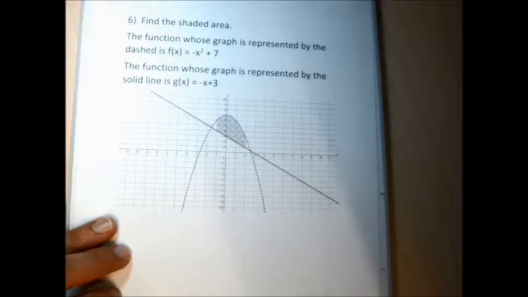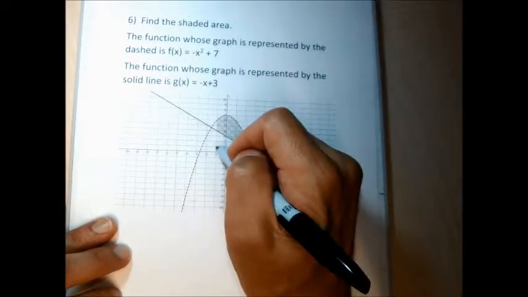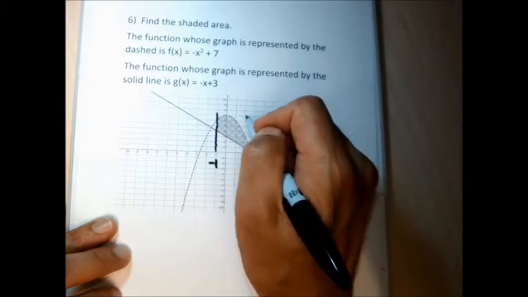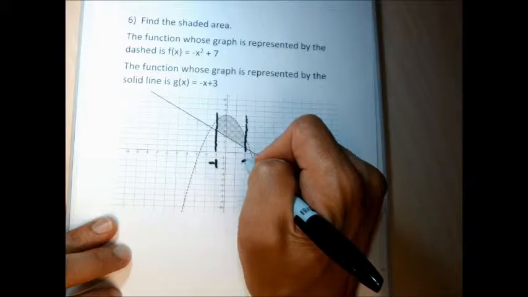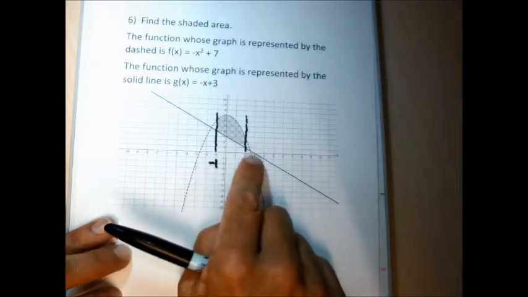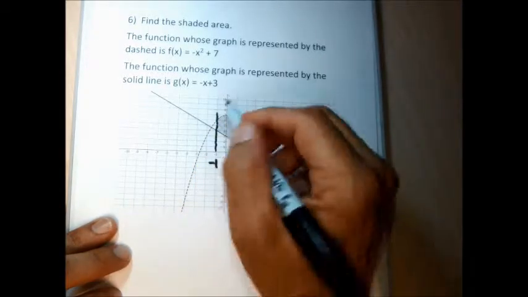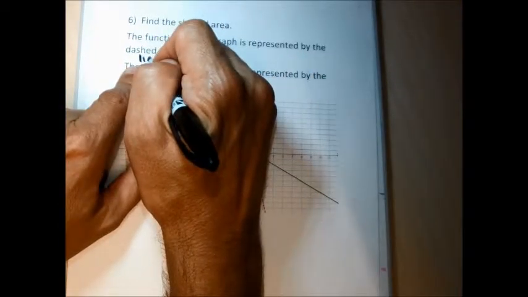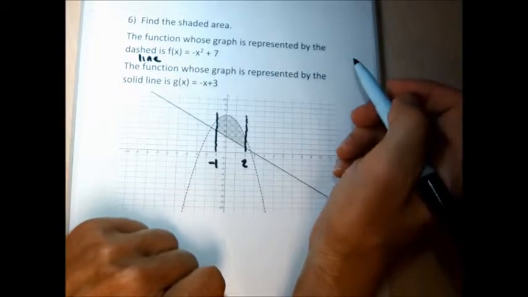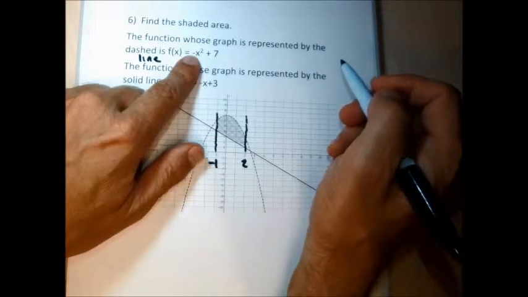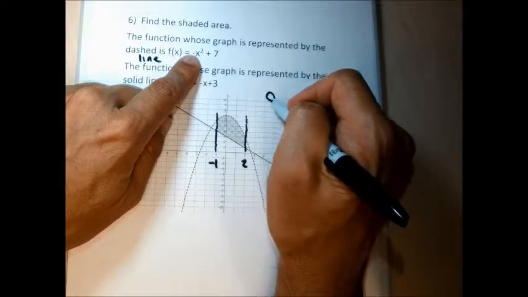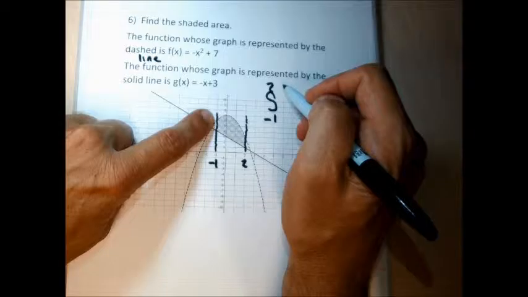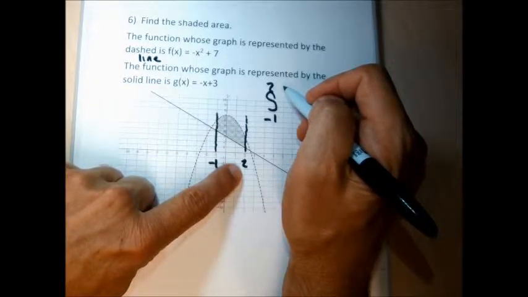All right, so for my graph right here, I'm only integrating between x equal to negative 1 and x equal to 2, because that's where the shading is. The top function is the dashed curve, the f of x function. So I'm going to integrate from negative 1 to 2. Negative 1 is the x coordinate of where the shading starts, and 2 is the x coordinate where the shading stops.